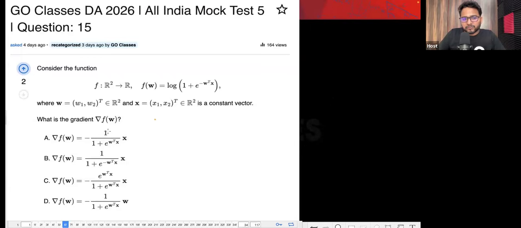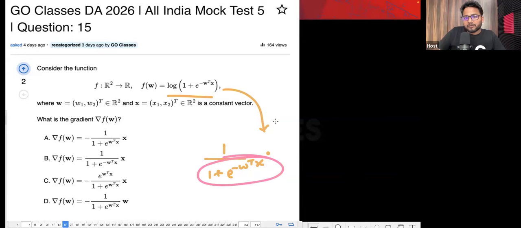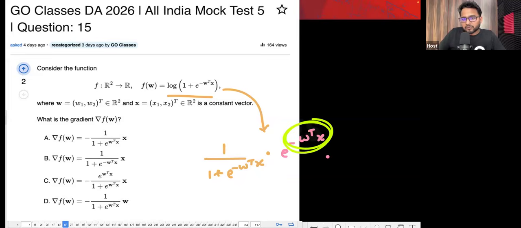Now, in this question, they are just asking us to differentiate this f(w) given here. If you differentiate this, it will be 1 upon 1 plus e power minus w transpose x, multiplied by the differentiation of this whole thing, right? Some of the students made the mistake and just differentiated this part, but no, you have to multiply by the differentiation of the whole thing. The differentiation of 1 is 0, and the differentiation of e power something will be the same, multiplied by the differentiation of w transpose x. So what is the differentiation of w transpose x with respect to w? It will be minus x.